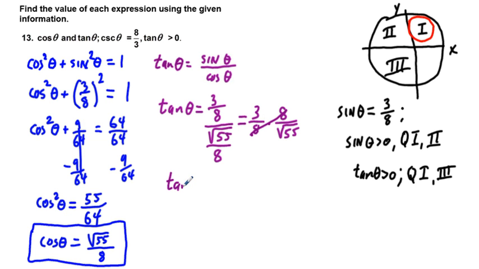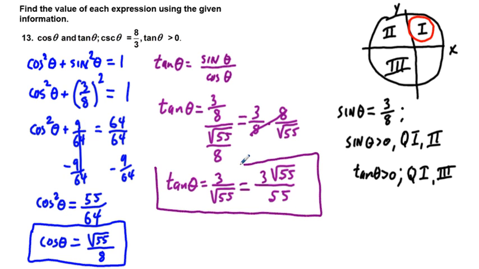So tangent theta is going to be equal to 3 over the square root of 55. And to rationalize this value, if we multiply by the square root of 55 over the square root of 55, we get 3 square root of 55 in the numerator, and in the denominator, the square root of 55 times the square root of 55 is 55. So the book gives both of these values as correct answers. So that's going to be problem number 13.